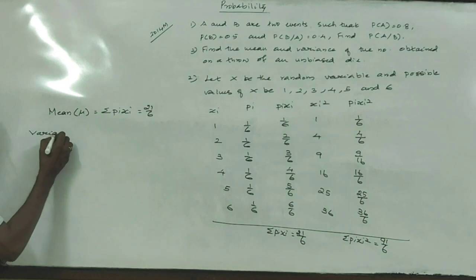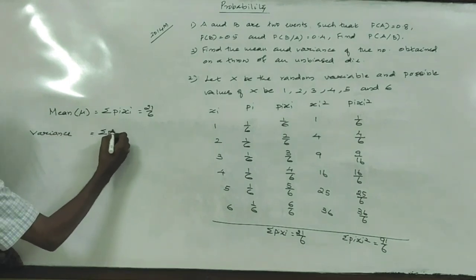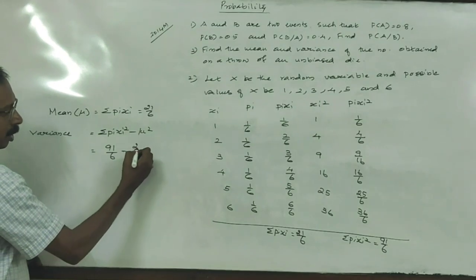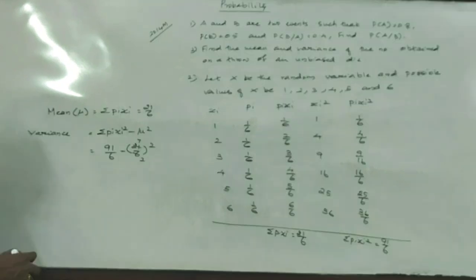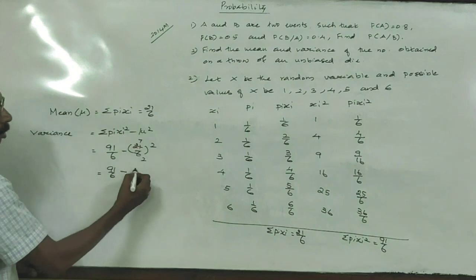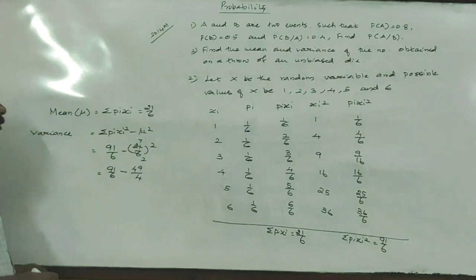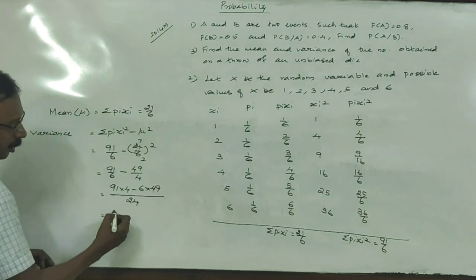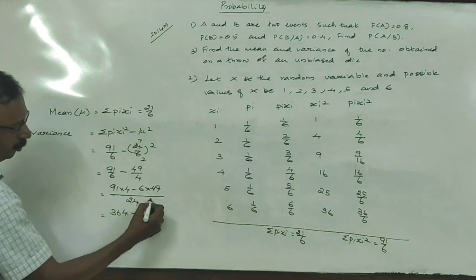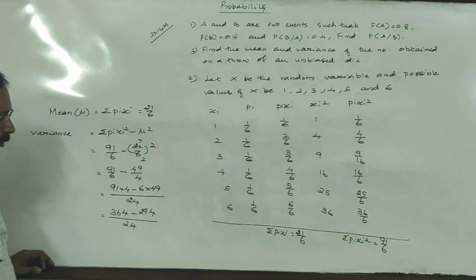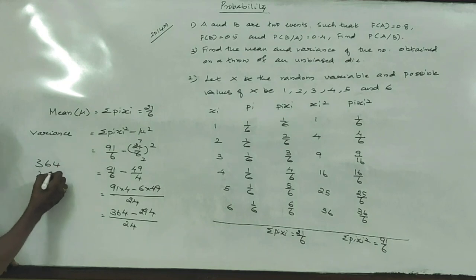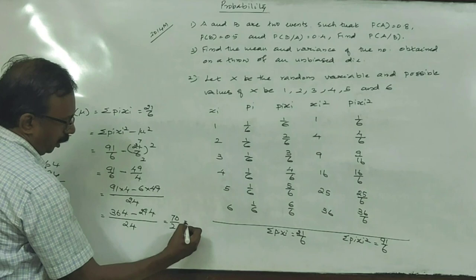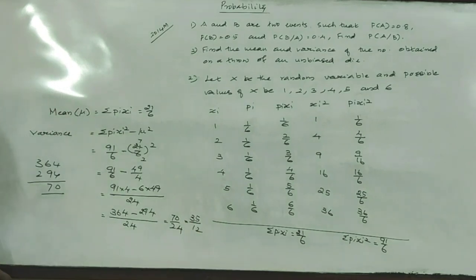Variance is equal to sigma pi xi square minus mu square. Pi into xi square is 91 by 6 minus 21 by 6 now whole square. That is 91 by 6 minus 49 divided by 4. That is 91 into 4 minus 6 into 49 divided by 24. That is 364 minus 294, 70 by 24, that is 35 divided by 12. This is the variance, isn't it?